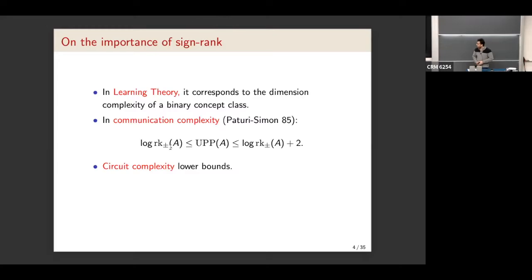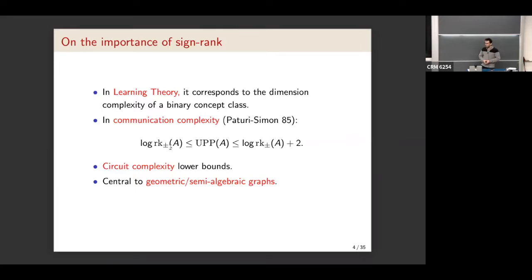One thing about sine rank is that you can use it to lower bound many different things, including getting some circuit lower bounds. It's really its power that it can be used to lower bound many different things. It's also a double-edged sword, because it's a lower bound for so many things, it's very hard to prove lower bounds against it, because then you're proving lower bounds against many difficult things.